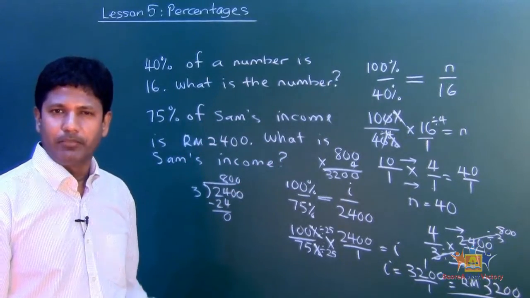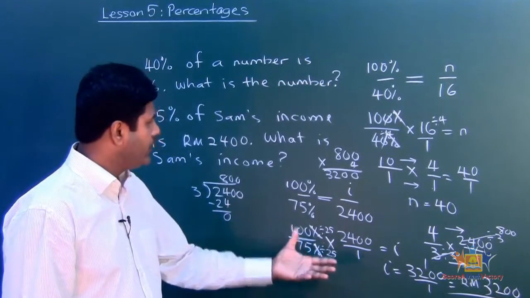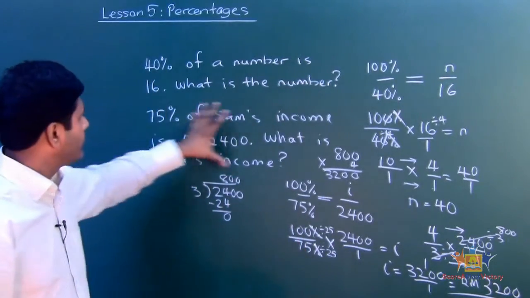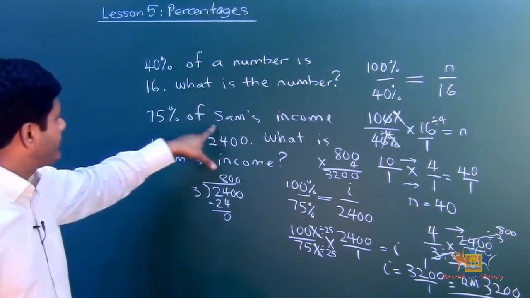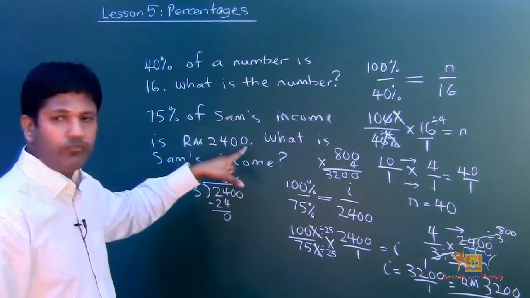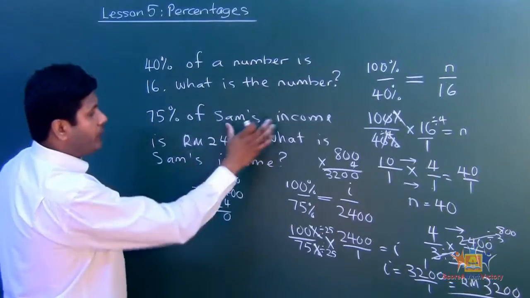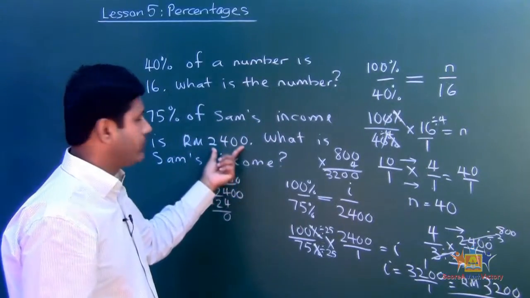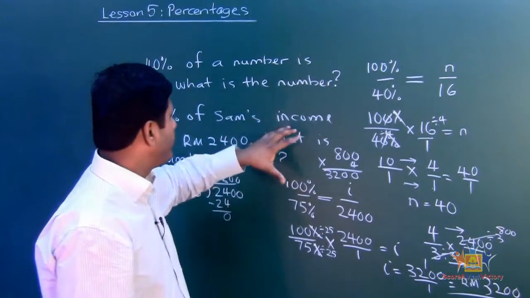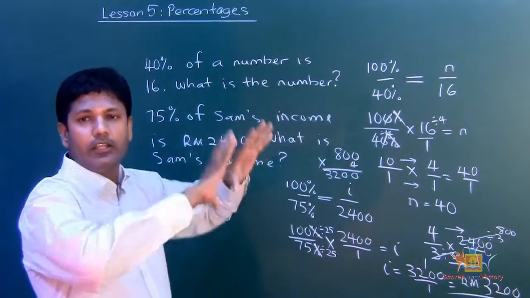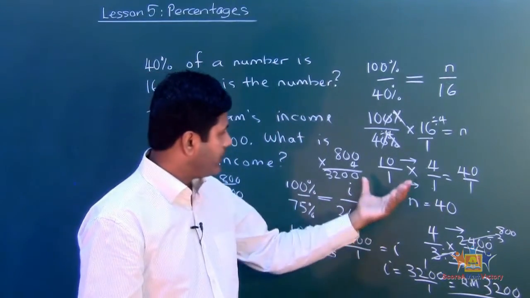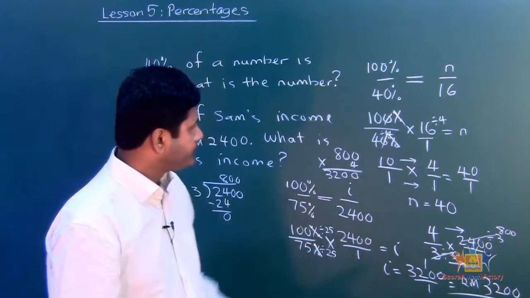Does that make sense? Pretty easy, isn't it? Very straightforward, okay? The key thing is understanding the question. 75% of Sam's income is 2,400. That is the 75% of the income, which is 2,400. We're looking for the 100% of the income, which is the total income. That's how we did it. We set it up.